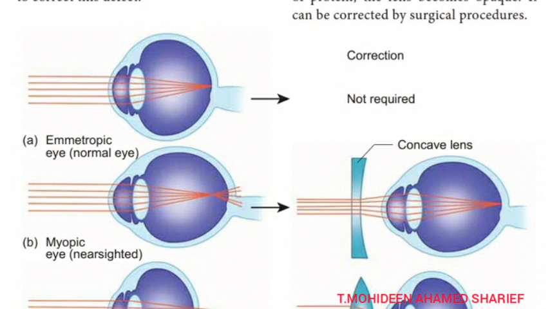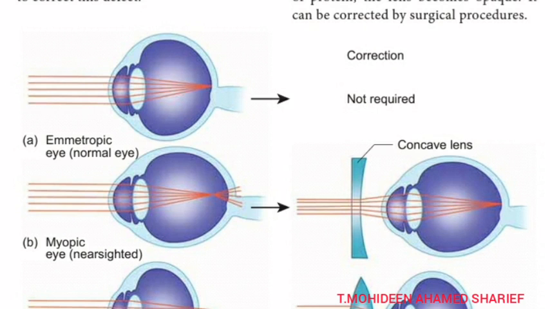So there are some refractive errors of the eye that may happen in our eye. They are myopia, hypermetropia, presbyopia, astigmatism and cataract. Myopia is also known as nearsightedness. It can be corrected by the concave lens.